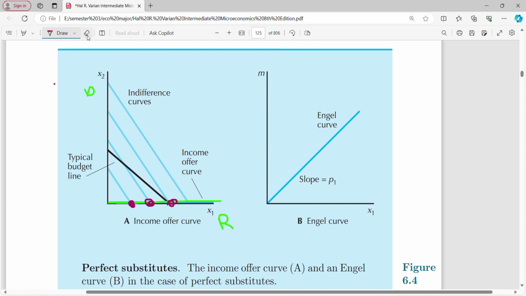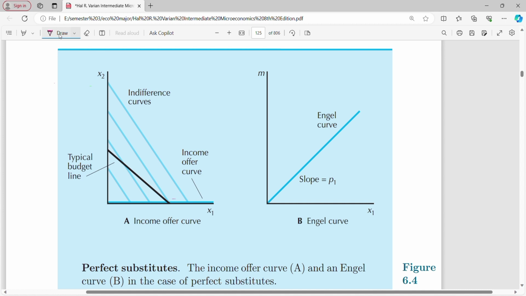Okay, so next are the examples like perfect substitute, perfect complement, then Cobb-Douglas, quasi-linear. The first three, perfect substitute, perfect complement, and Cobb-Douglas are homothetic preferences. We'll study that in detail later in this class itself.